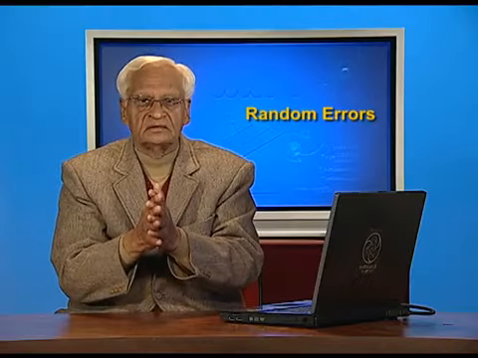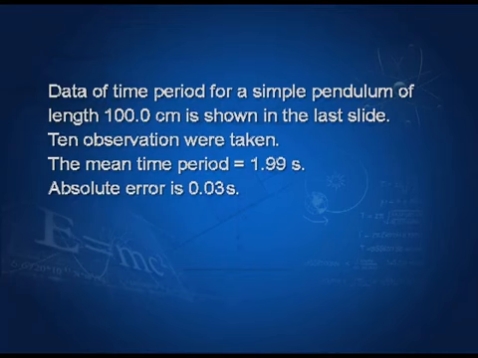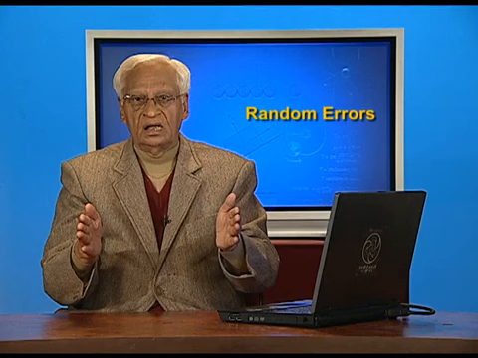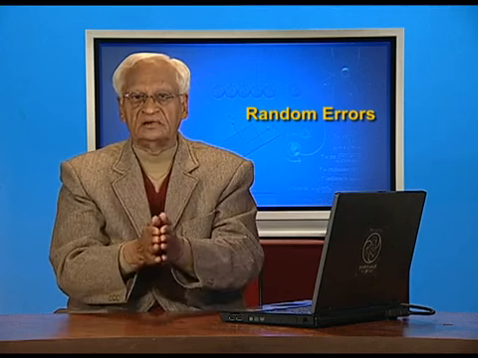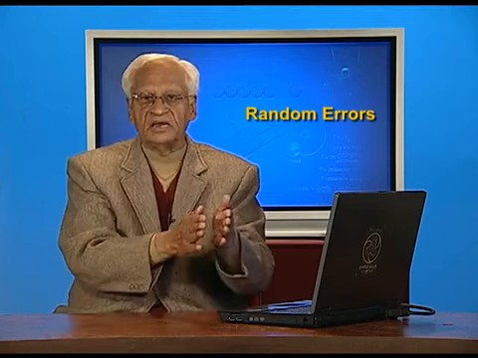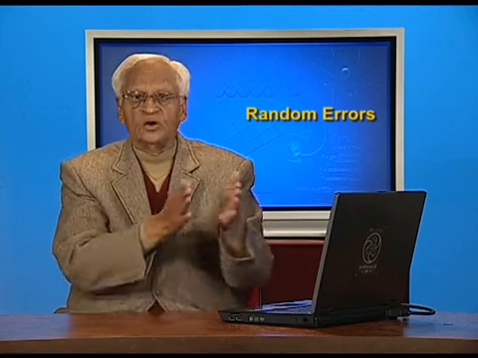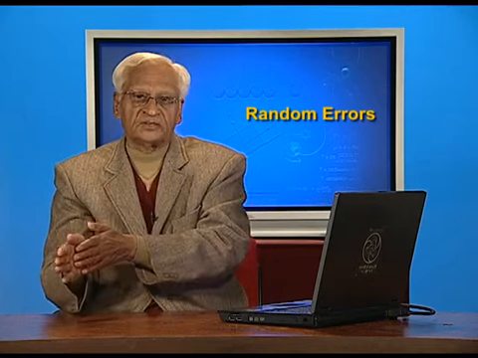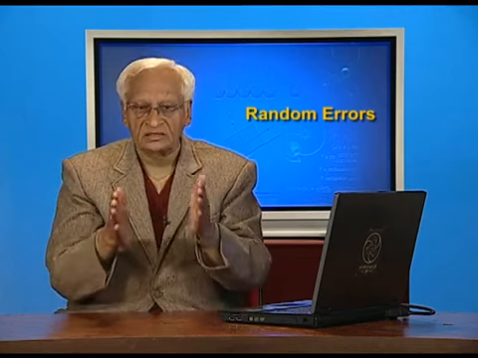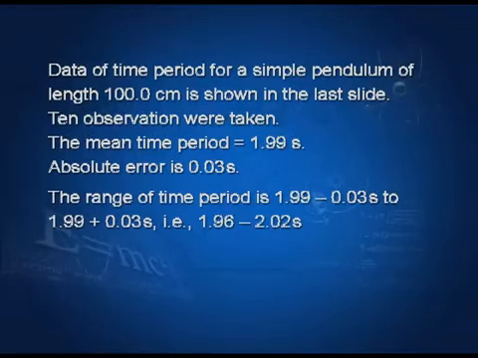Let me repeat this again for your benefit, because this is very important. The absolute error in the mean is 0.03 seconds. This gives the range on both sides of the mean. If you add, this gives the higher side; if you subtract this absolute error from the mean, this gives the lower side. So, in this case the lower side is 1.96, the higher side is 2.02, and therefore, the actual time period lies between 1.96 and 2.02 seconds.